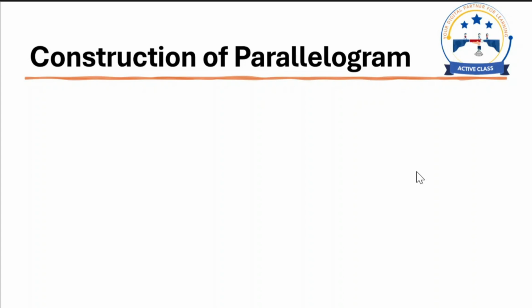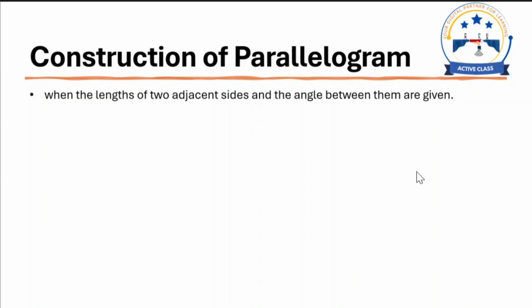In this video, we are going to learn to construct a parallelogram under three different conditions. First one, when the lengths of two adjacent sides and the angle between them are given. Second condition is when the adjacent sides and a diagonal are given. And third condition is when a side, length of a diagonal, and angle between them are given.